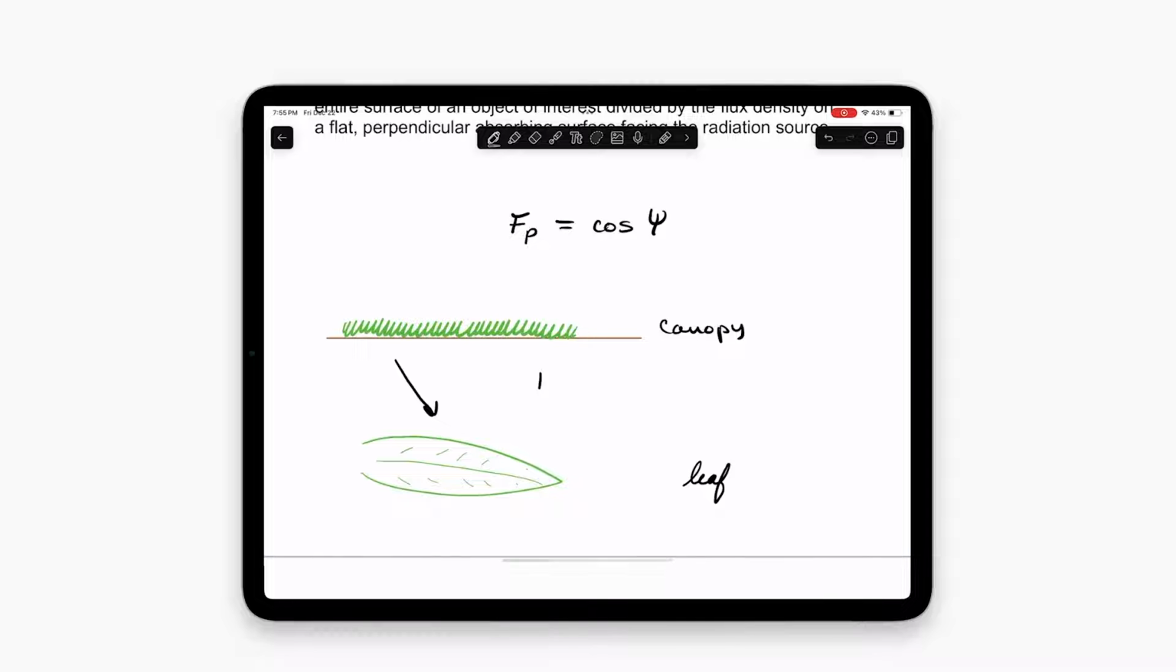So if we want to calculate our view factor for perpendicular radiation, because there are two sides, let's say 30 centimeters squared, only 15 centimeters squared is going to be impinged by the radiation. So we have to multiply that cosine psi by 0.5. So that would be how we calculate the view factor of a leaf for perpendicular radiation.